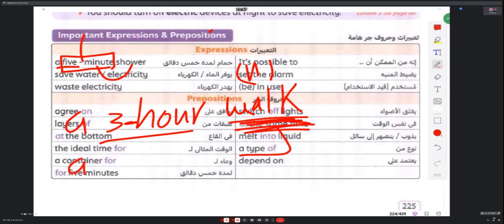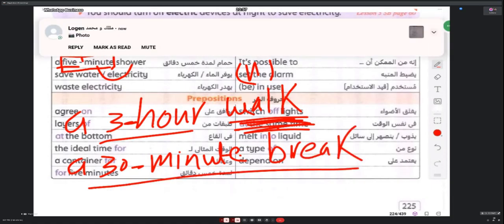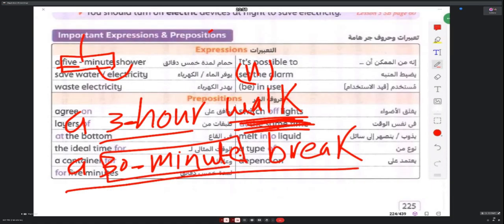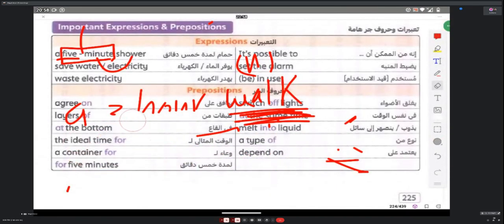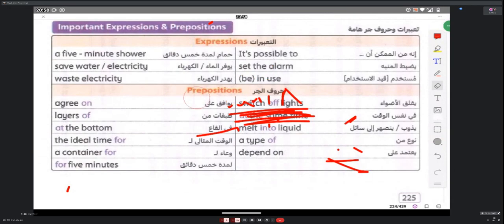A 30-minute break. So this is an adjective to the word break. If I omit the hyphen, I can say 30 minutes. A 5-minute shower. I cannot say 5 minutes shower.